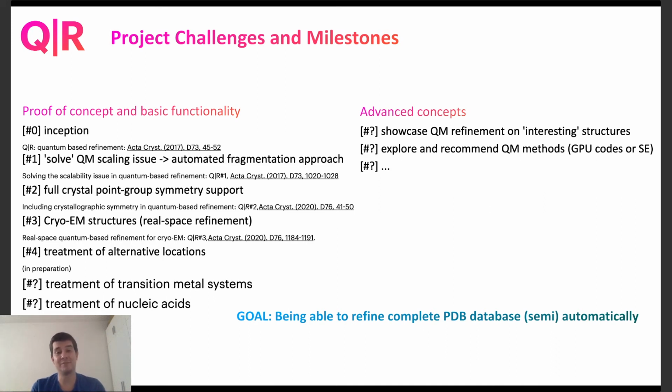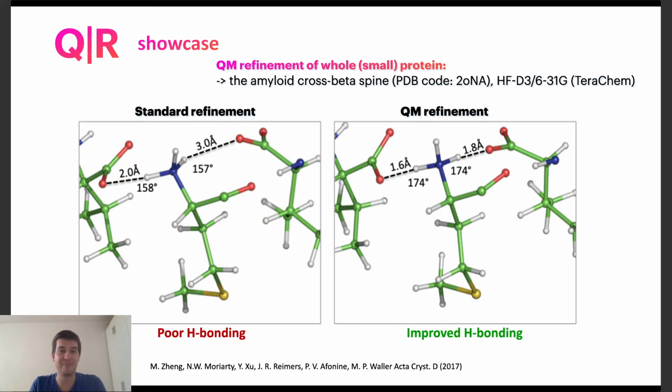The idea is that we will be able to refine the complete PDB database in a semi-automatic fashion. This slide shows an example of a QM refinement of a small protein using the GPU code Hurricane. The standard Phenix refinement here on the left shows quite poor hydrogen bonding, which is significantly improved using the QM refinement.